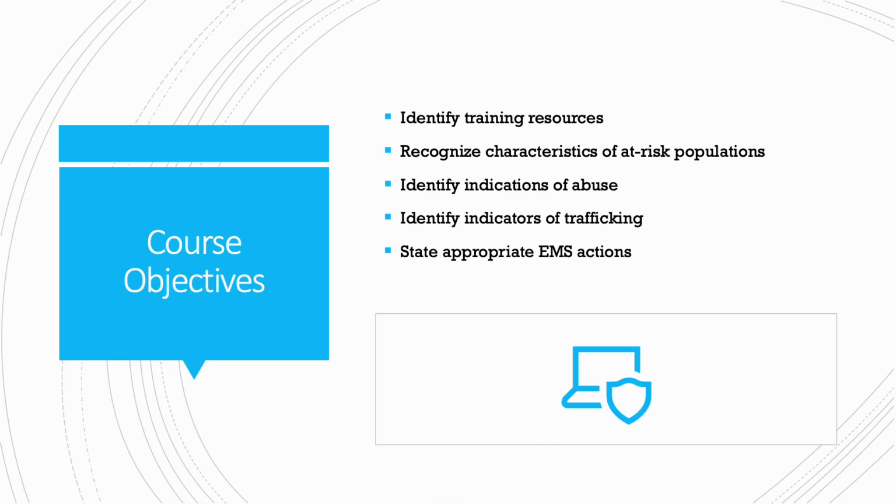By the end of this lesson, you will be able to locate high-quality national training resources, understand what makes certain patients vulnerable, identify warning signs of abuse or trafficking, and apply correct EMS actions, including documentation, reporting, and patient advocacy.